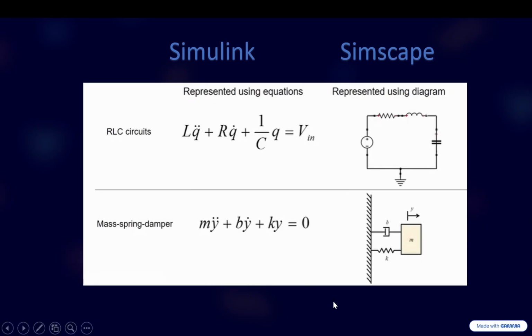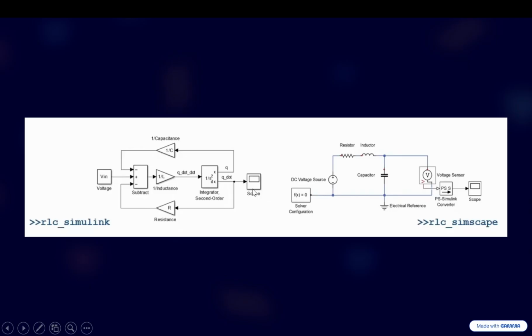Here we can see the RLC circuit modeled in two ways. On the left, in Simulink, everything is built from mathematical blocks, integrators, gains, and summations, representing the circuit equation directly. On the right, in Simscape, we use physical components, resistor, inductor, and capacitor, connected just like a real circuit. The key difference is that Simulink models equations while Simscape models physical behavior. Both lead to the same result, but from different modeling perspectives.